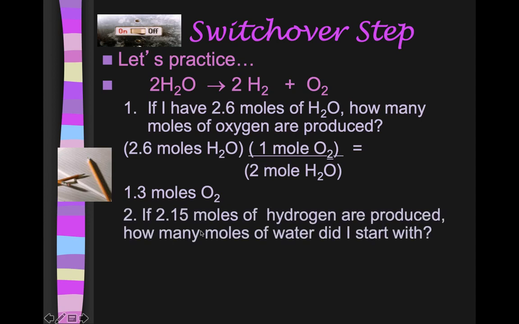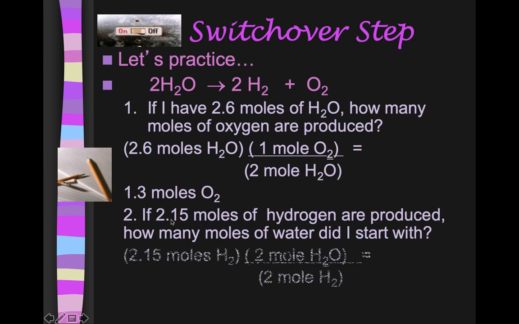Well, how about this? What if I start with 2.15 moles of hydrogen being produced? That's what I know. I measured out 2.15 moles of hydrogen. How many moles of water did I start with? Maybe I need to know that for my lab notes for future reference. I measured the product and then I'm like, wait a second, how many moles of water did I use to make 2.15 moles of hydrogen?